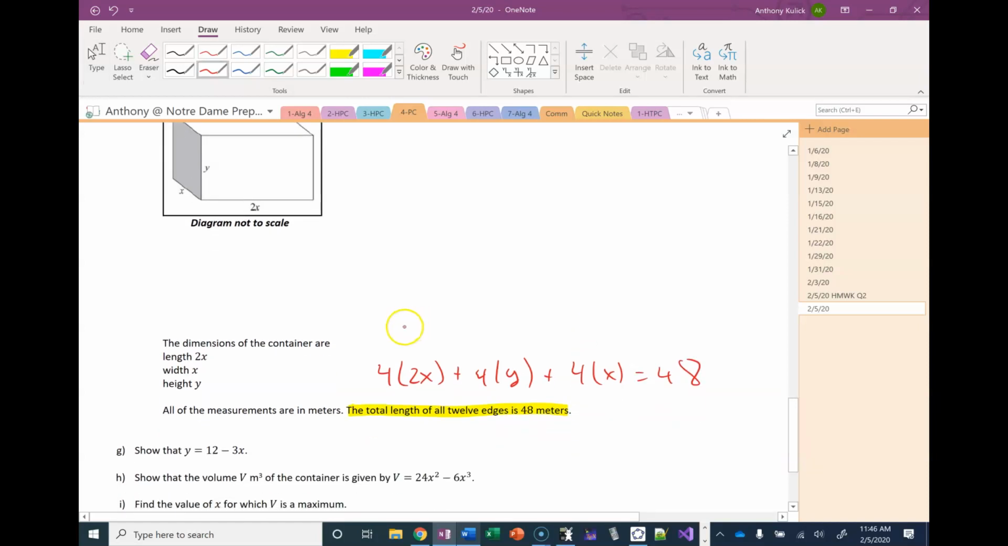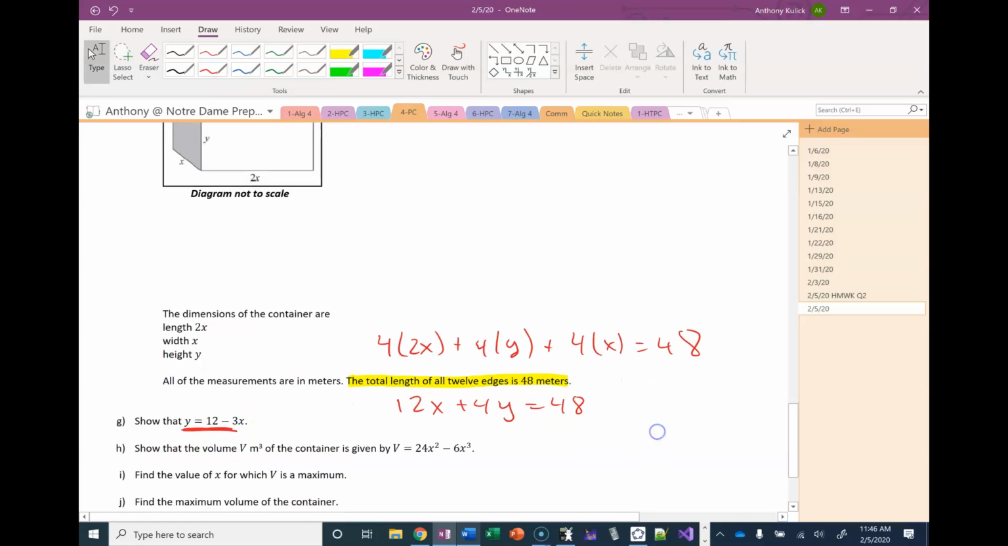Okay. So 4 times 2x is 8x, and plus another 4x is 12x. We good there? Now, if I look at what I'm trying to get to, I want the y by itself. So I'll just subtract the 12x over. And then I'll divide both sides by 4. Oops.